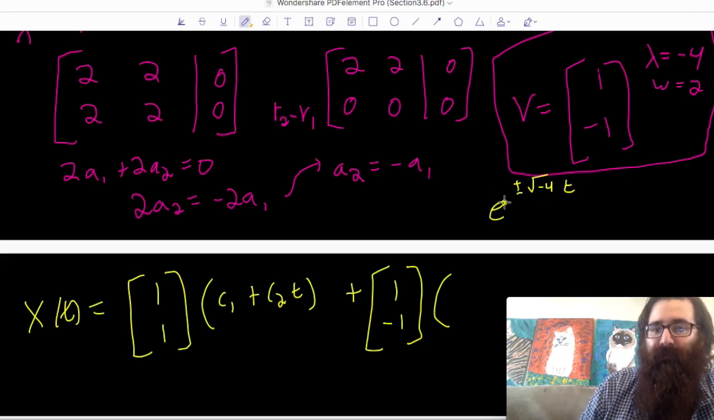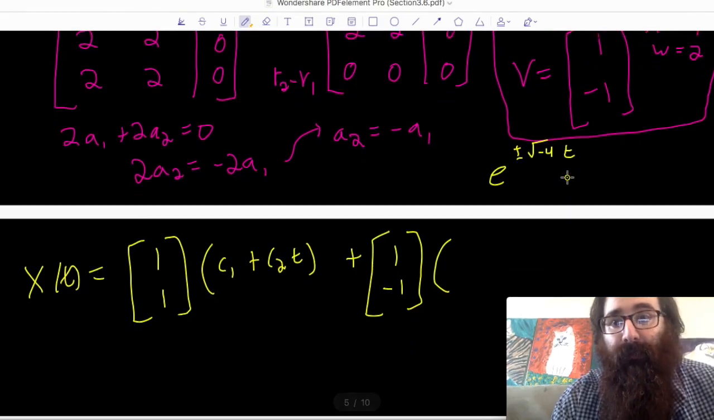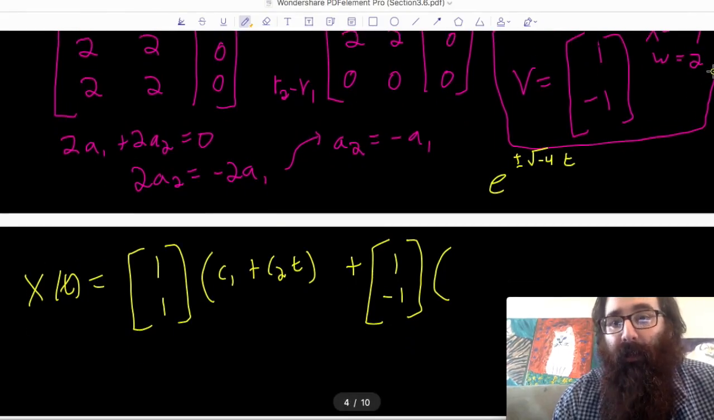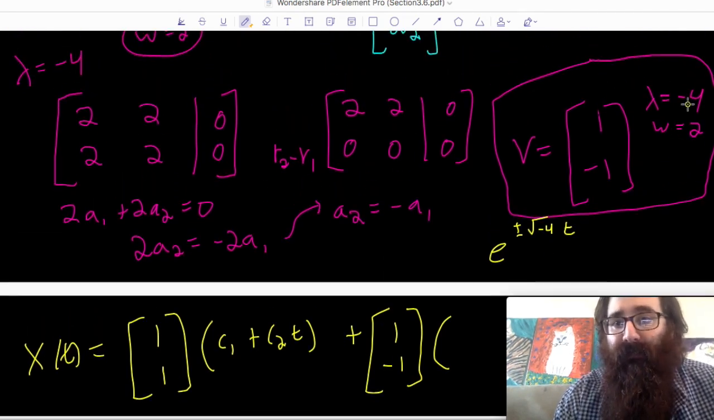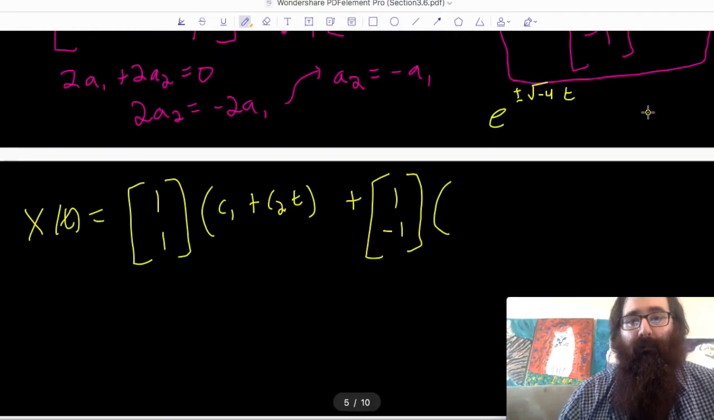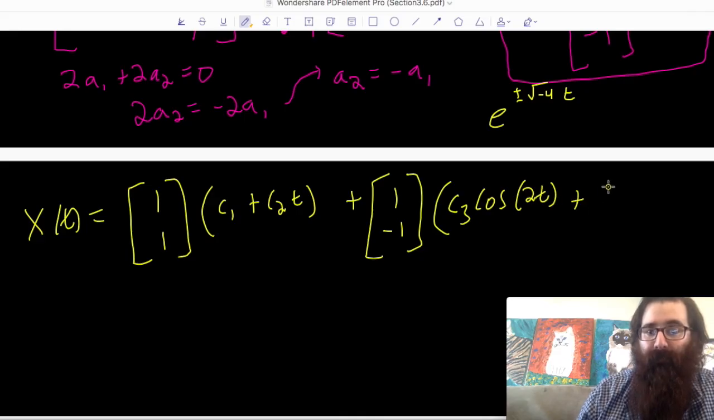And remember, this is pure imaginary, so this builds sinusoidal functions. This is going to build cosine and sine, and the frequency then is going to be square root 4, which is 2. We said earlier this is going to end up being something like square root 4 times i, that's 2i. So this other piece, since the square root of 4 is 2, is going to be c sub 3 cosine 2t plus c sub 4 sine 2t.